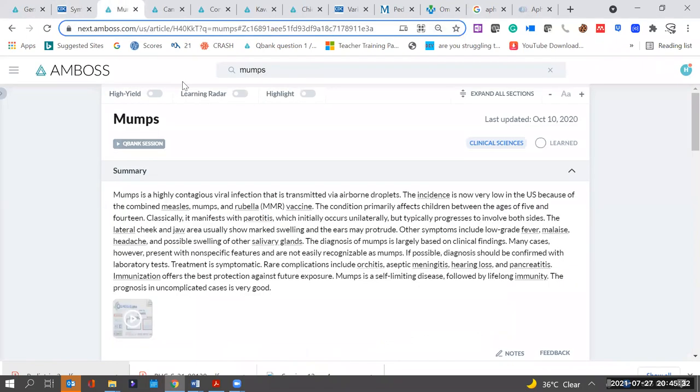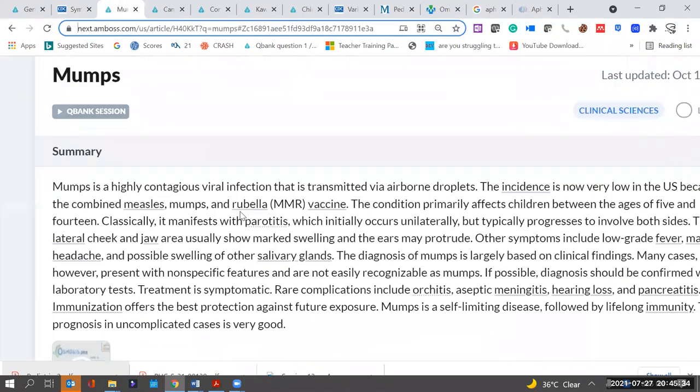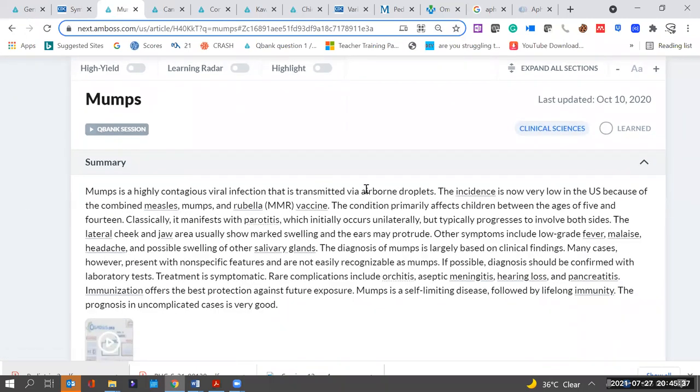Rotavirus. Mumps, yeah. So for mumps, it's a highly contagious viral infection that is transmitted via airborne droplets. It's contagious, it's an airborne infection, it's a viral infection. The incidence is now very low in the US. Why? Because nowadays we are giving MMR vaccines to our children.